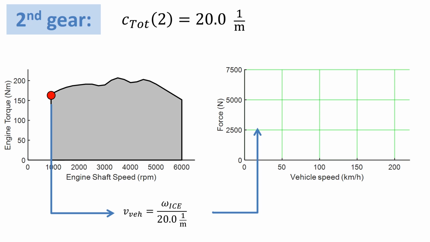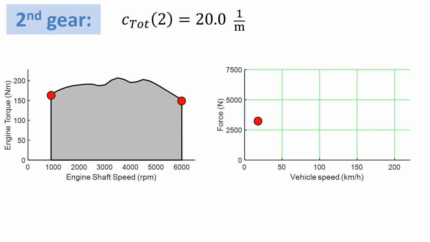That results in the corresponding vehicle speed in meters per second. Next, the engine torque in Newton meter is multiplied with the total transmission ratio to get the force at the wheels in Newton. That gives us this operating point. We can repeat this translation for the maximum engine torque at maximum engine speed, which we find here in the force speed diagram. 0 torque at maximum engine speed leads to this operating point, and 0 torque at minimum engine speed leads to this operating point.